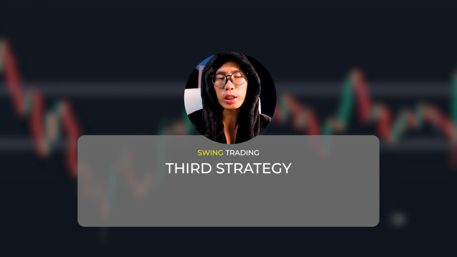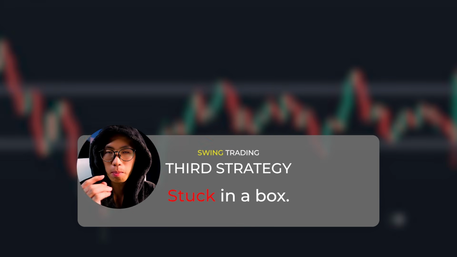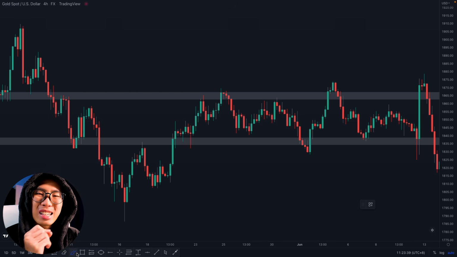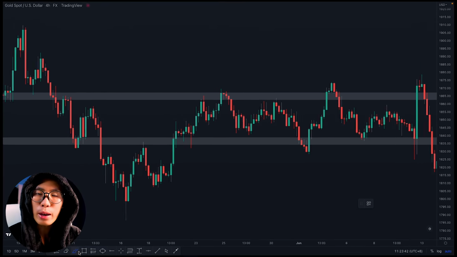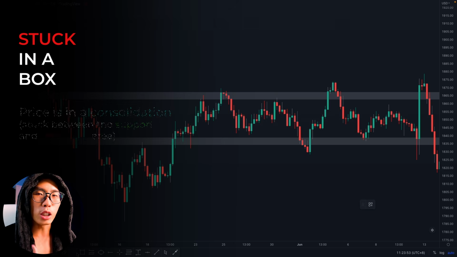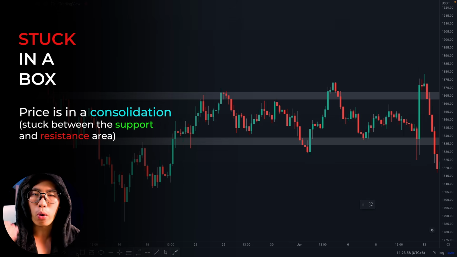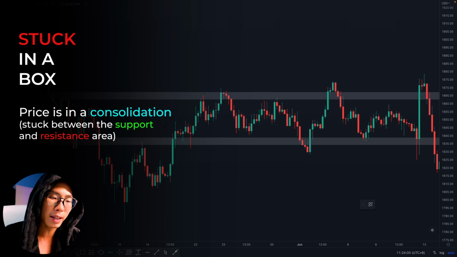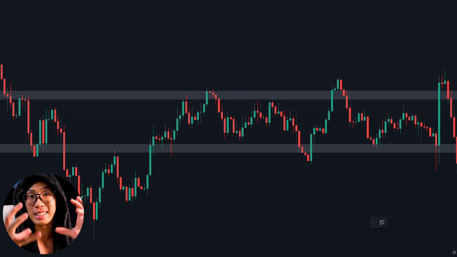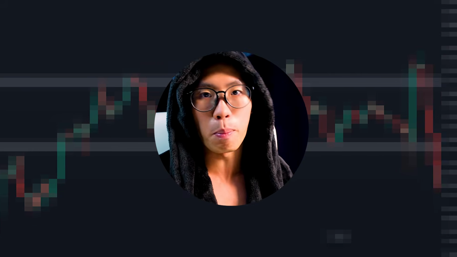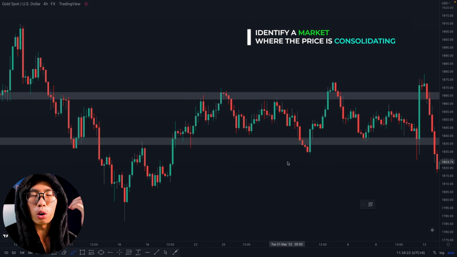So the third swing trading strategy is called stuck in a box. Let me repeat myself, stuck in a box. Not, are you stuck in a washing machine? No, it's stuck in a box. So this is a swing trading strategy in a consolidation market where price is just going sideways. The market is in a consolidation and is literally stuck between the support and the resistance, just like a box.